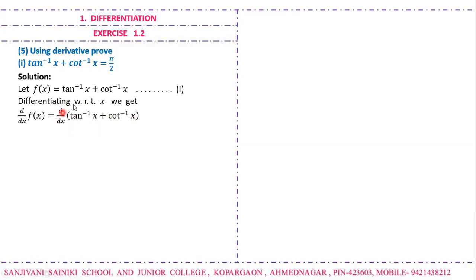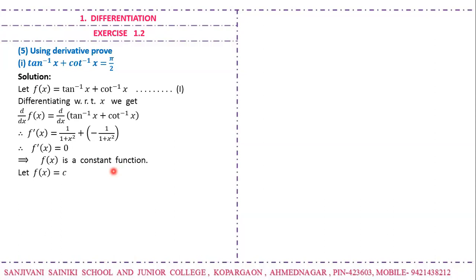So the derivative of tan inverse of x is 1 upon 1 plus x square, and the derivative of cot inverse of x is minus 1 upon 1 plus x square. So what will happen here? These two terms will cancel each other and we get the derivative of the function as 0. But we know that if the derivative of a function is 0, then that function must be a constant function.